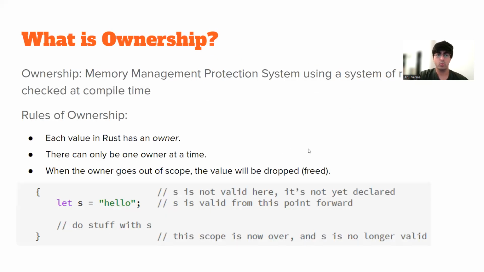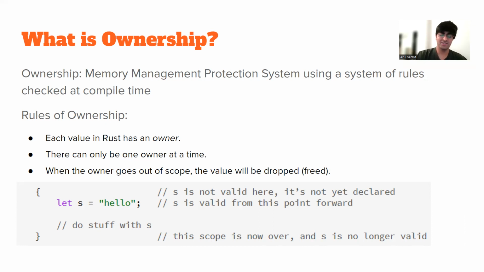So let's start by talking about what ownership is and why it's important to us. Ownership is a memory management protection system using a system of rules checked at compile time. And that sounds like a lot of buzzwords, a lot of keywords, and it doesn't sound very helpful. So let's break it down.